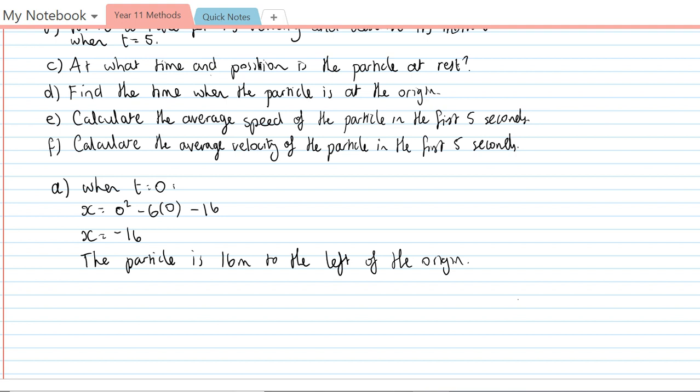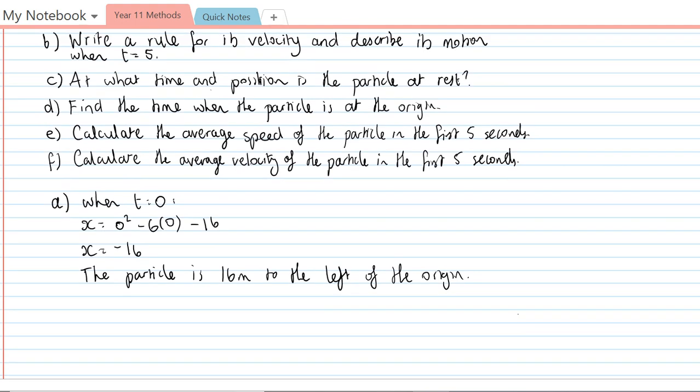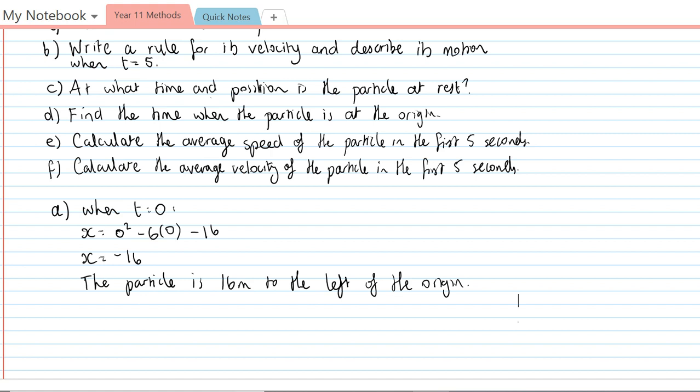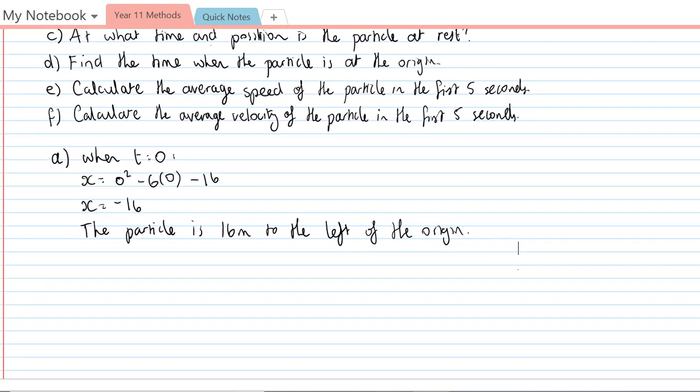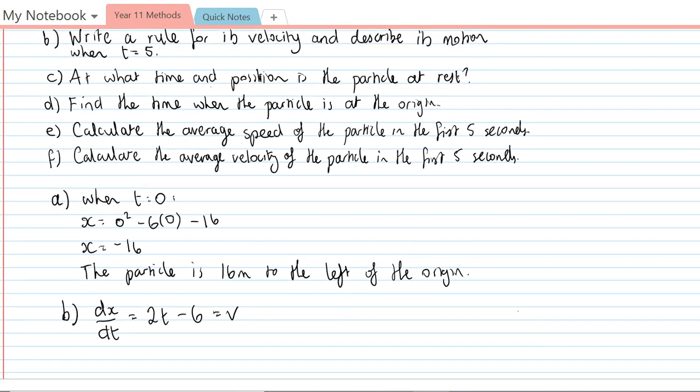So that is when t equals 0. Part B of this question: write a rule for its velocity and describe its motion when t equals 5. To go from displacement to velocity, I need to differentiate. So I'm going to calculate dx/dt, differentiating x with respect to time. And that's going to give me 2t minus 6. So I can say that that's equal to v, the velocity. And so I've got the rule there for the velocity.